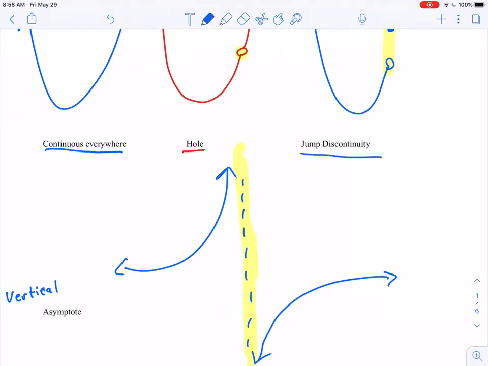Jump discontinuities and vertical asymptotes, again, if you want to impress your friends with how smart you sound, are called non-removable discontinuities, which isn't anything you need to know. It's just kind of a fun fact.